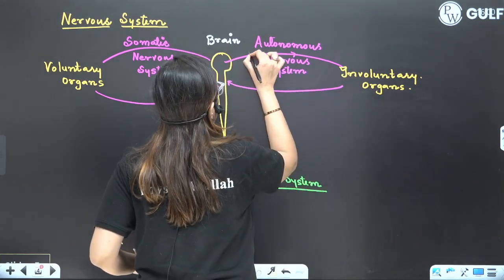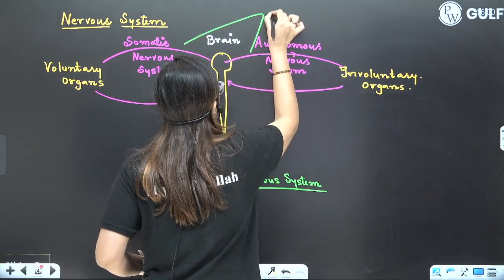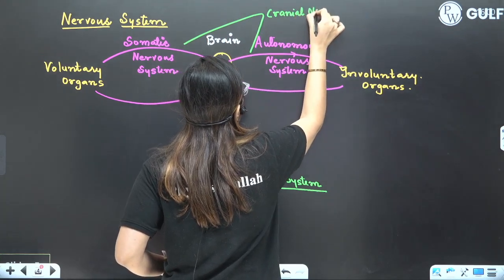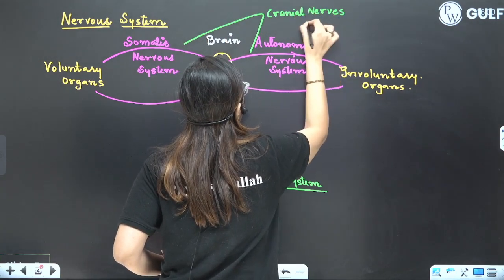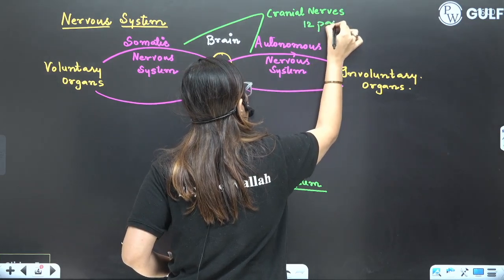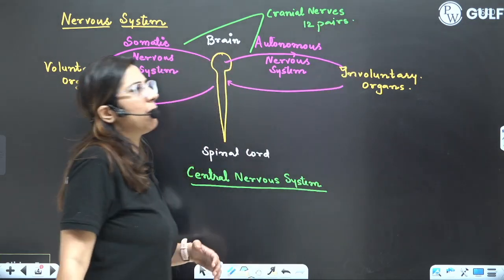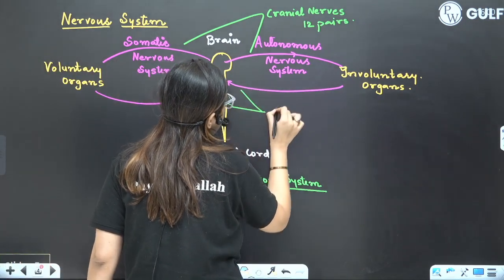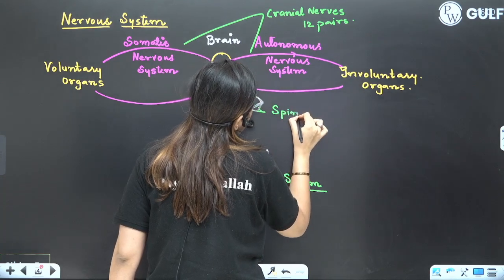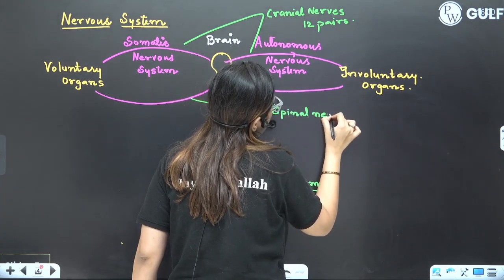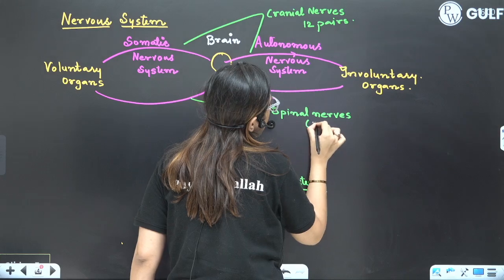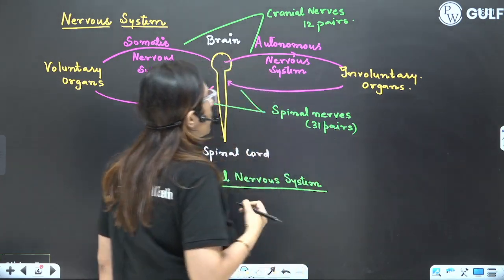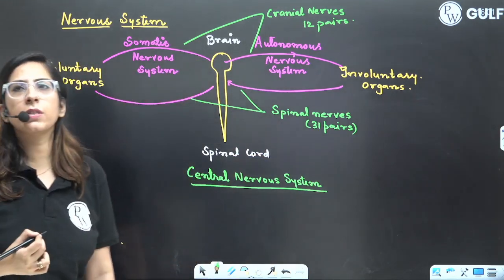Here I am labeling, these are your cranial nerves. How many cranial nerves do we have? 12 pairs, a characteristic feature of mammals. And when nerves go from the spinal cord, they are termed the spinal nerves. How many? 31 pairs.